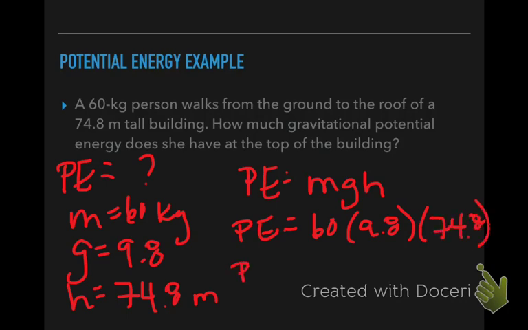And then with this one, we don't have to worry about order of operations like we did with kinetic energy. Multiplication is universal. We can multiply the first two numbers together, then the third, the first and the third, and then the middle. Doesn't matter. It's all going to math out the same either way. So all we have to do is type in our calculator 60 times 9.8 times 74.8, and we get a value of 43,982.4 joules.